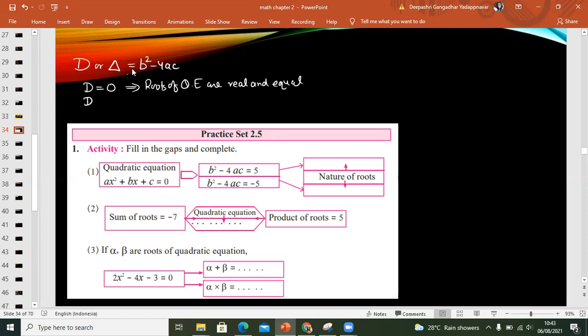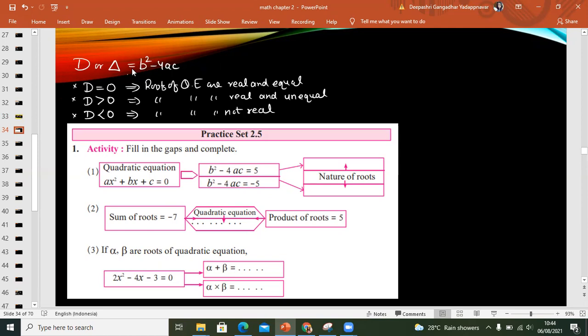If the discriminant is greater than 0, then we can say roots of quadratic equations are real and unequal. And if the discriminant is less than 0, then we can say roots of quadratic equations are not real. Okay, so these 3 points we have to remember.